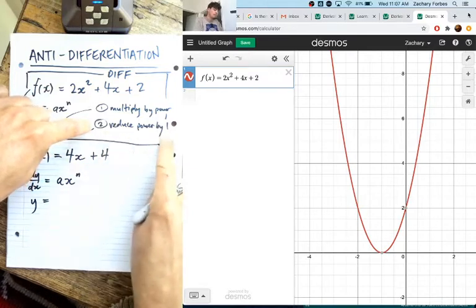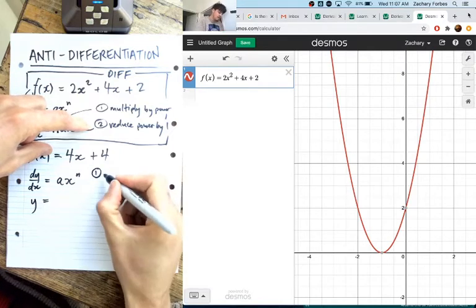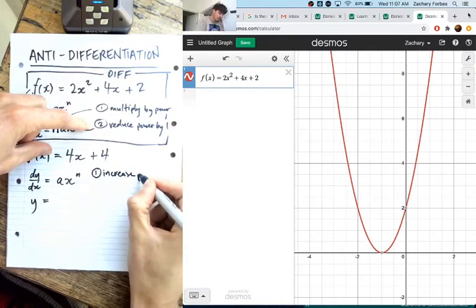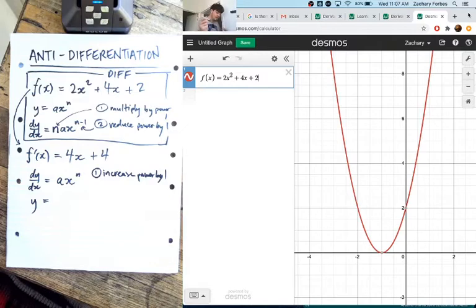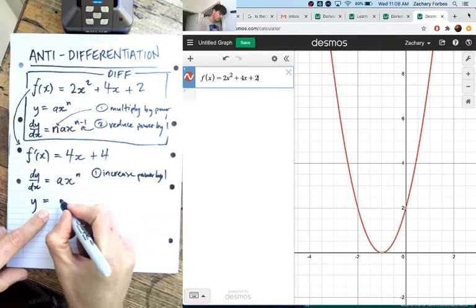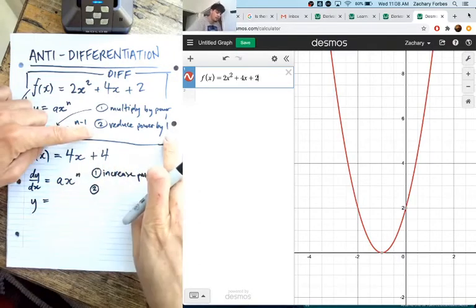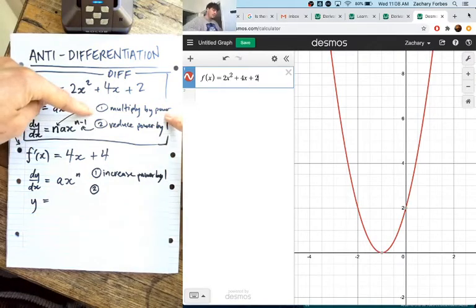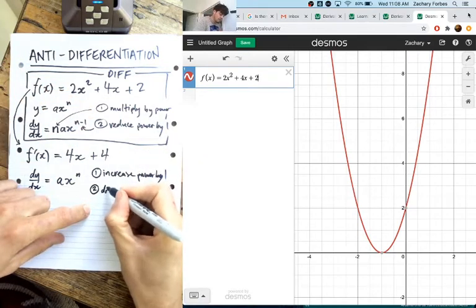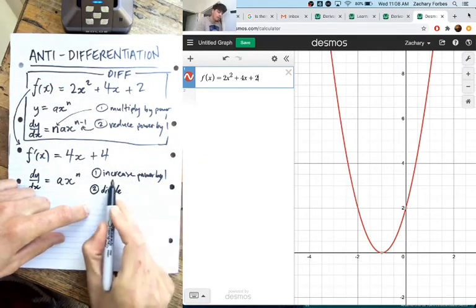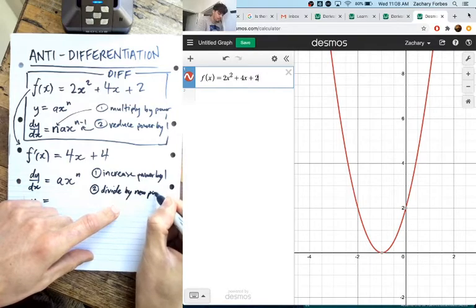So we're going to have to do the opposite of reducing the power by 1. That's going to be increase the power by 1. That's going to be step 1 when we anti-differentiate. We're then going to do step number 1 in reverse. Instead of multiply by the power, we have to do the opposite of that, which is divide. But actually, we've already increased the power by 1, so we're going to have to divide by the new power.